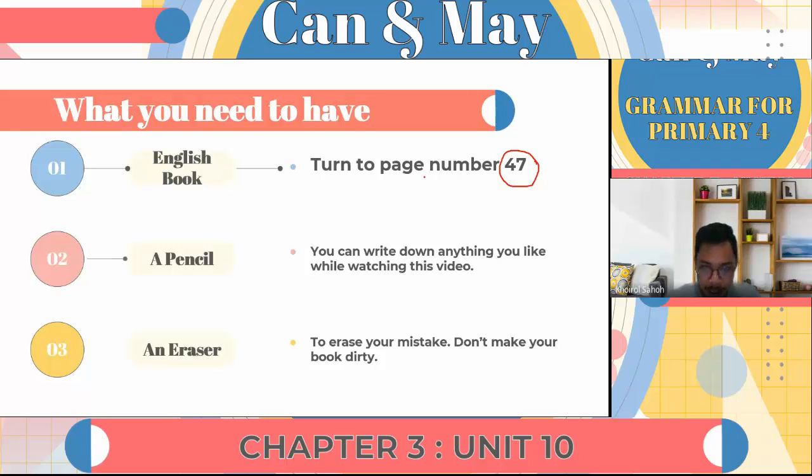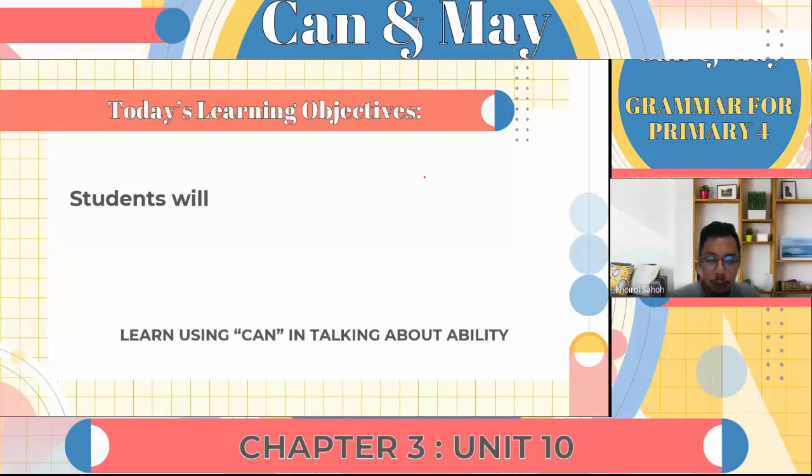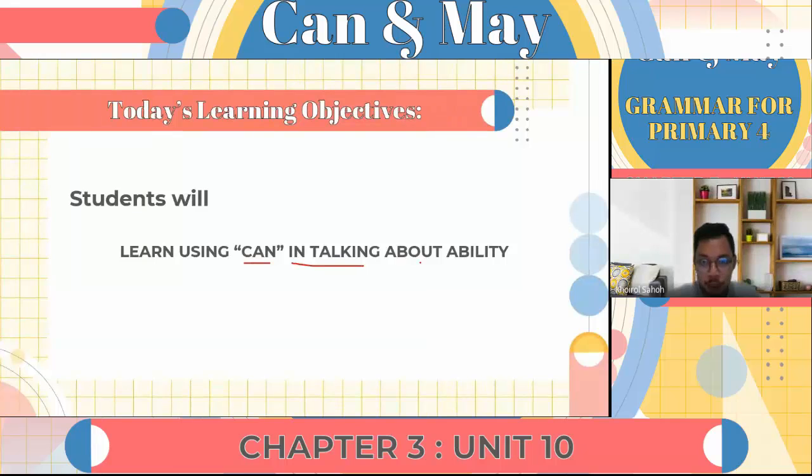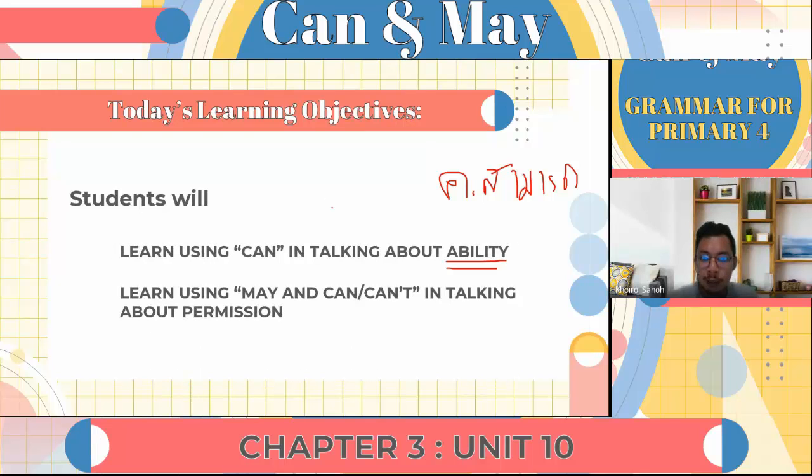This afternoon's learning objective: you will learn using can in talking about ability. Do you know what ability means? If you want to translate into Thai, ability means ความสามารถ. And you will learn using may and can in talking about permission. Permission, what does that mean in Thai? การขออนุญาต.